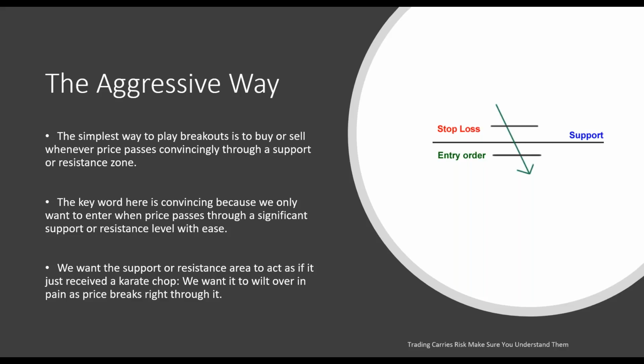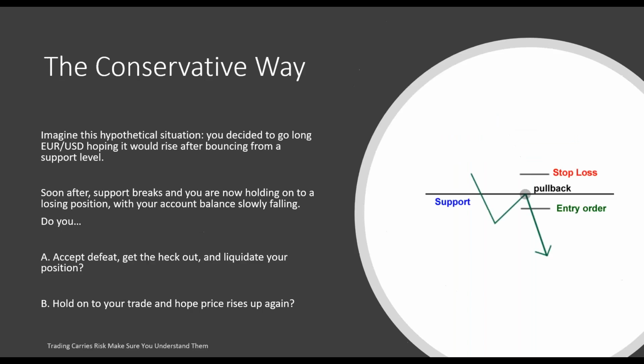The key word here is convincingly, because we only want to enter when price passes through a significant level. So it has to be a major support level, or the 50% level, or a 38 or 62 Fibonacci level. And when it breaks that support level and goes through convincingly, not just a bar drops through it, we want to make sure that it fell way below it, or it had a couple candlesticks below it. Okay. We want the support and resistance areas to act as if it just received a karate chop, broke it through. We want it to wilt over in pain as price breaks through it.